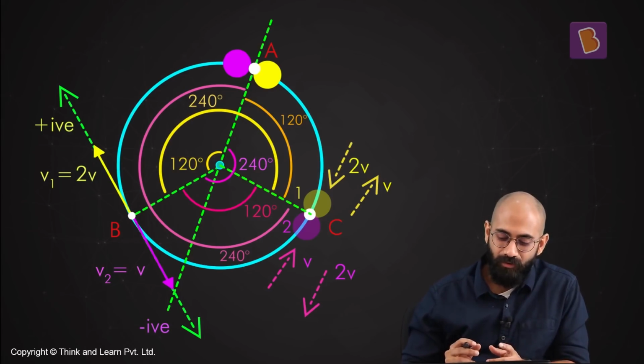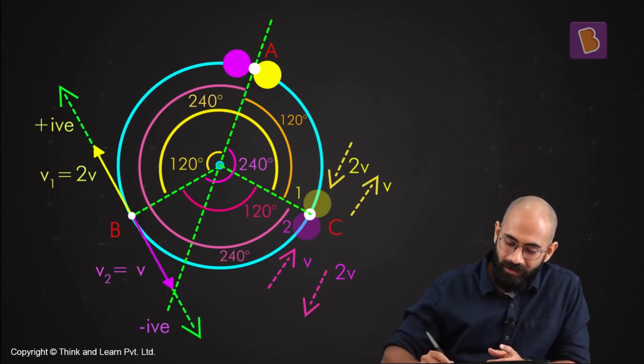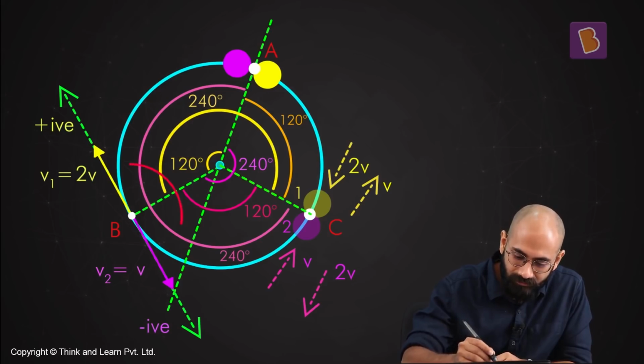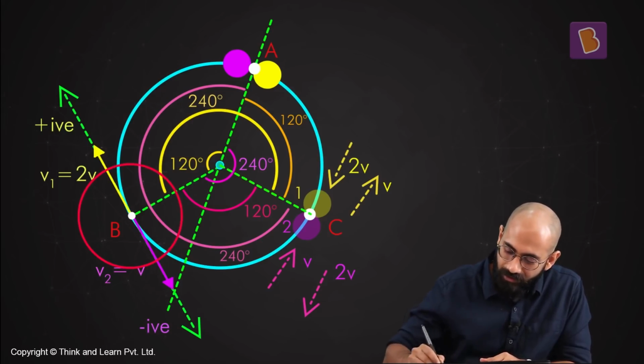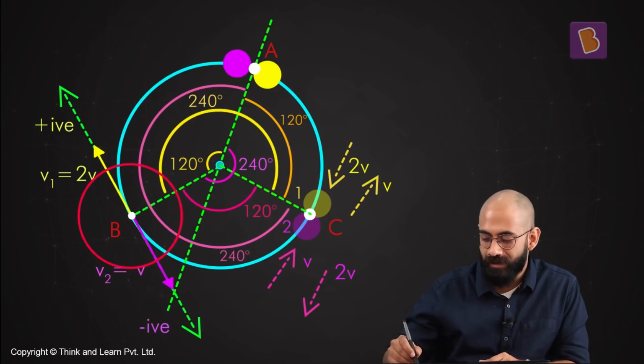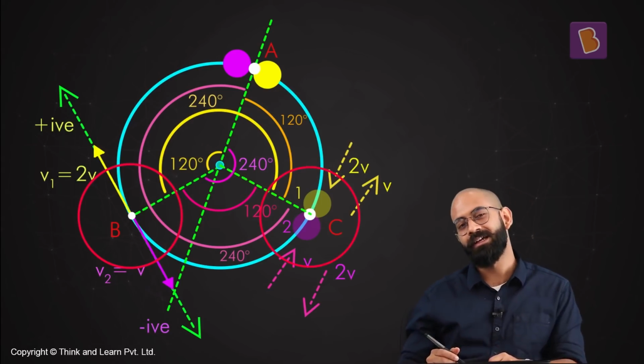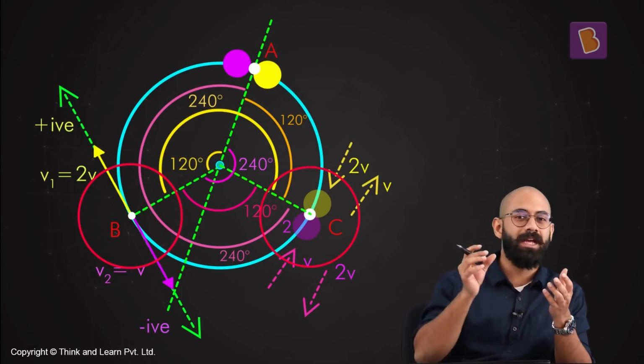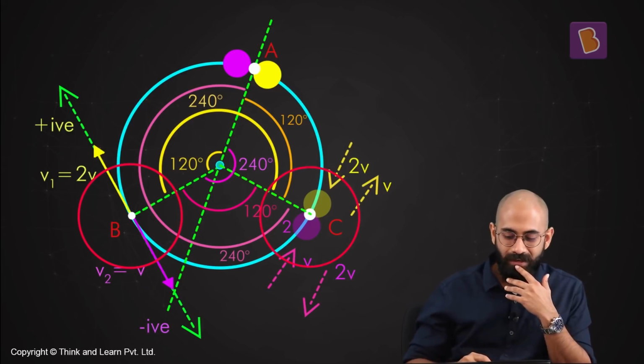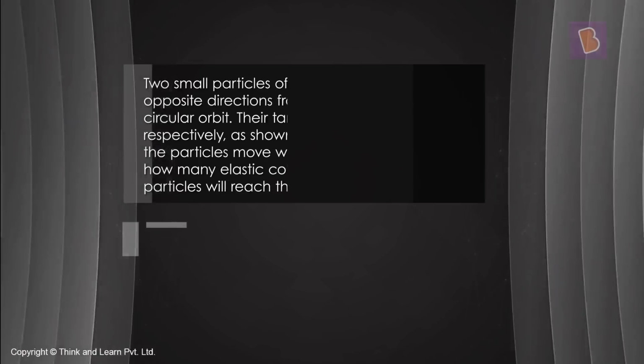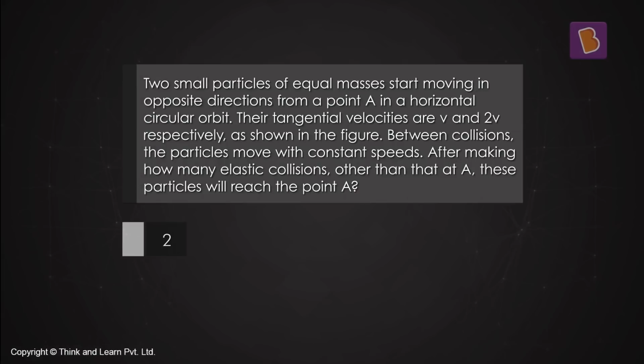So basically, you'll note that it collided once over here. That is the first collision. And after that, it was the second collision over here. And after that, both of them came to the same point again. So the number of collisions that happen before they come to the same point is 2.